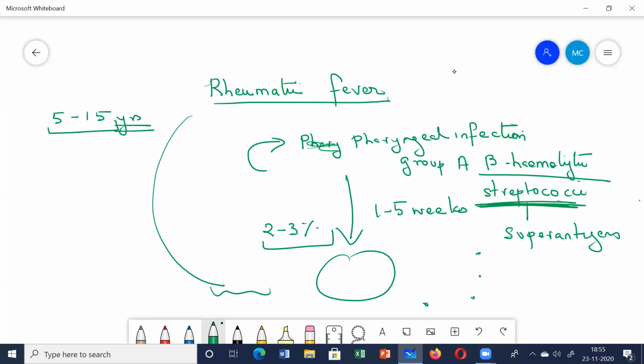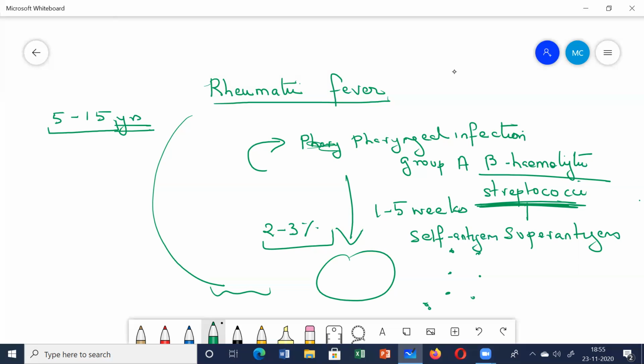But by the time our body produces these antibodies against these streptococcus antigens, this infection has already resolved. Maybe by the time the antibodies have developed in his body, this infection has already resolved. Now what will happen is that those antibodies which our body had produced against the streptococcus will start attacking our self antigens.